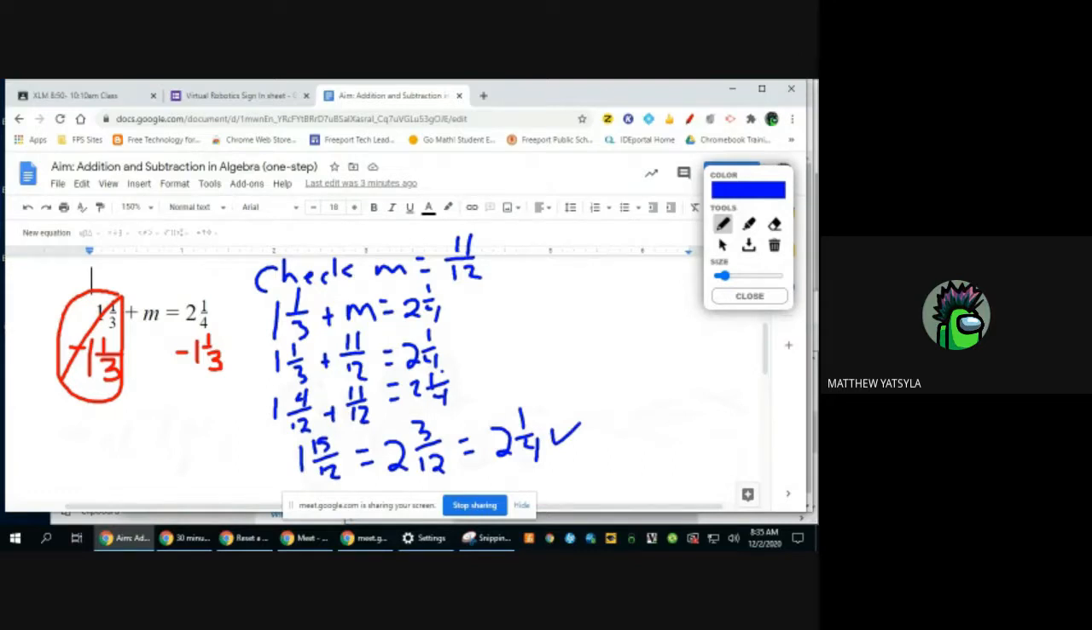All right, so again, opposite operation to isolate your variable. Subtract it from both sides or add it to both sides, depending on what you're doing, and then make sure you check your work.